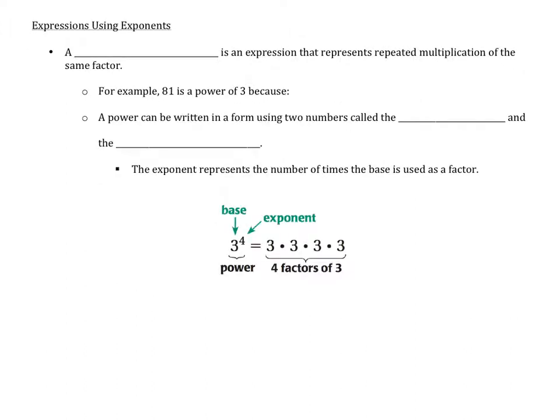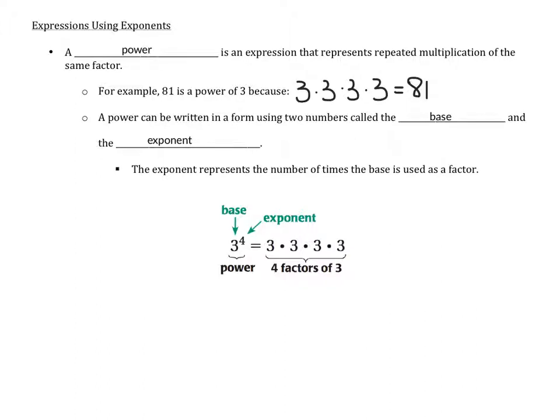Next, we're going to look at expressions using exponents. A power is an expression that represents repeated multiplication of the same factor. For example, 81 is a power of 3 because 3 times 3 times 3 times 3 is 81. A power can be written in a form using two numbers called the base and the exponent.